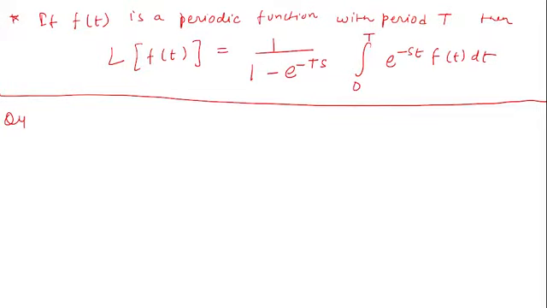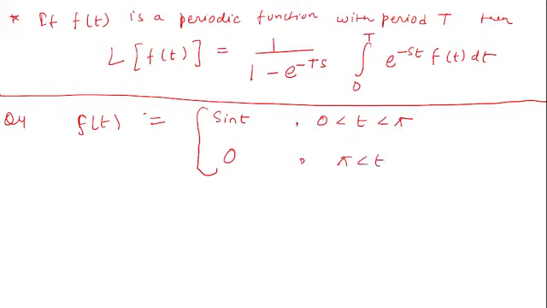Okay, so suppose we'll solve one problem here. Suppose there is one function which is defined as sin t for 0 to pi, then 0 for pi to 2 pi. And then they are asking you what will be the Laplace transform of this function. So how will you solve this? You will use the above formula. Okay, we'll write this formula for both the functions.